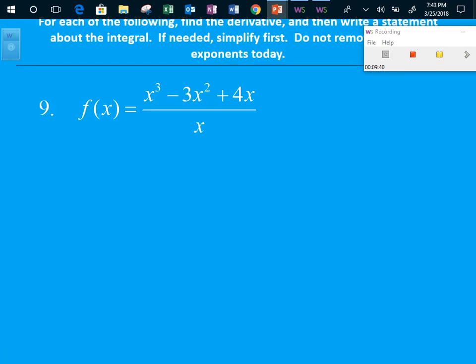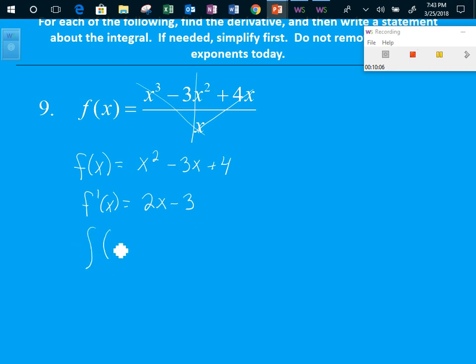Once again, we will simplify first if we can. So x cubed over x is x squared. Negative 3x squared over x is negative 3x. 4x over x is 4. Now let's find our derivative. So I've got 2x minus 3. Here comes my true statement. The antiderivative of 2x minus 3 dx is x squared minus 3x plus 4.